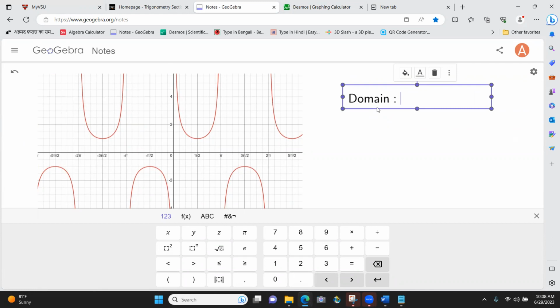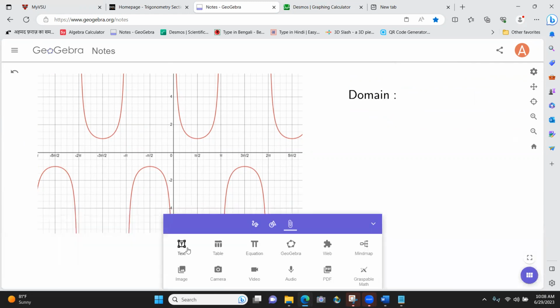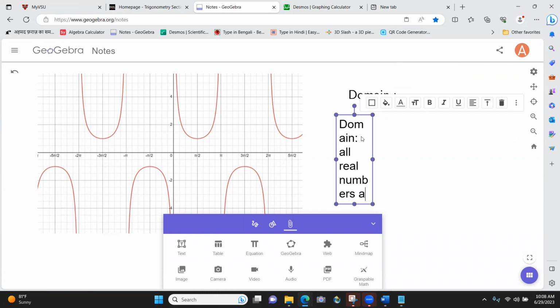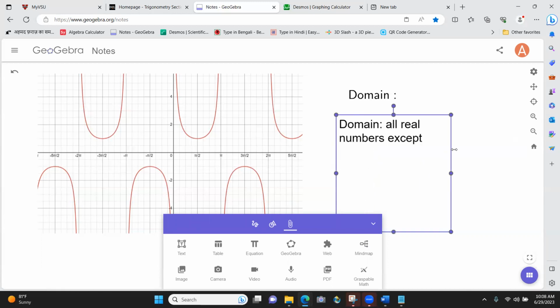except, I have to change this. The domain is all real numbers except these. Okay. Which ones?